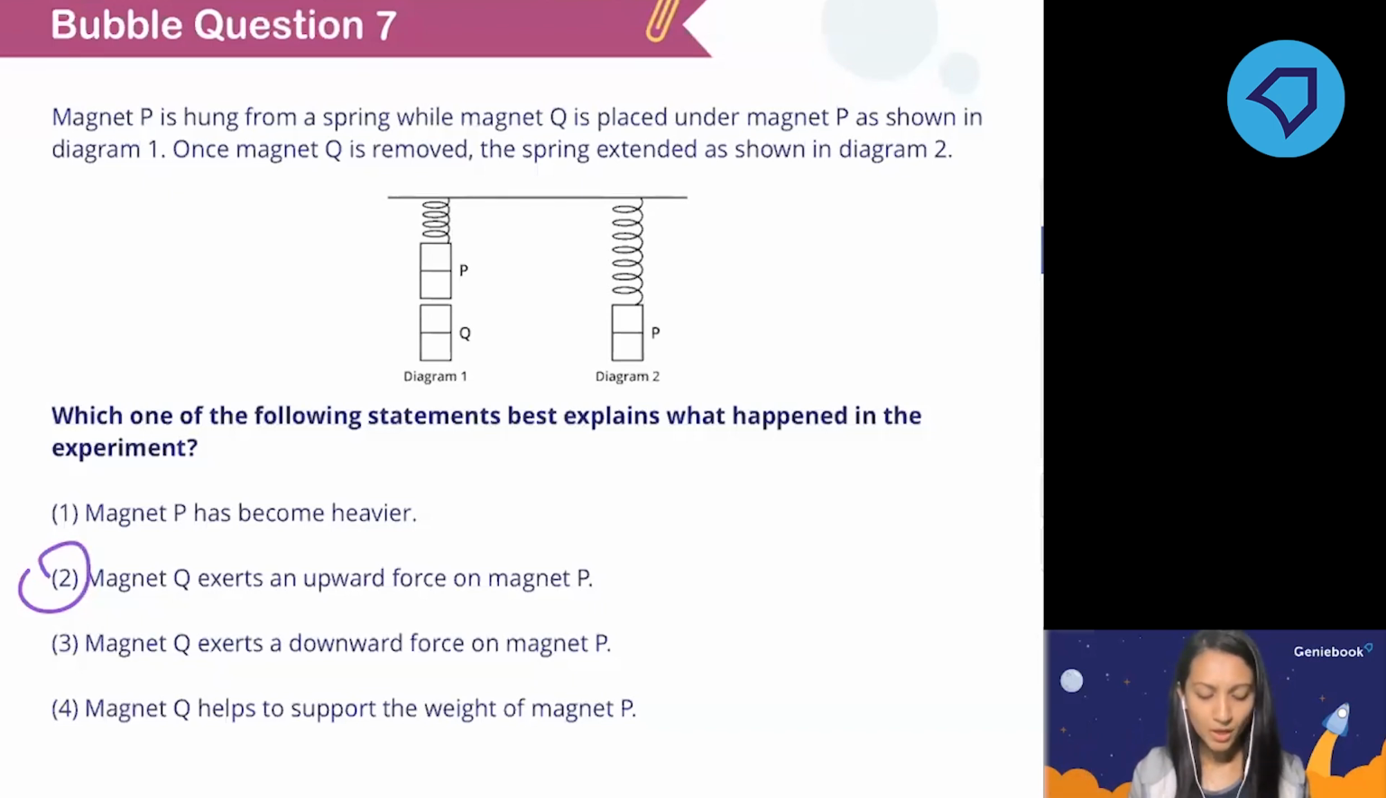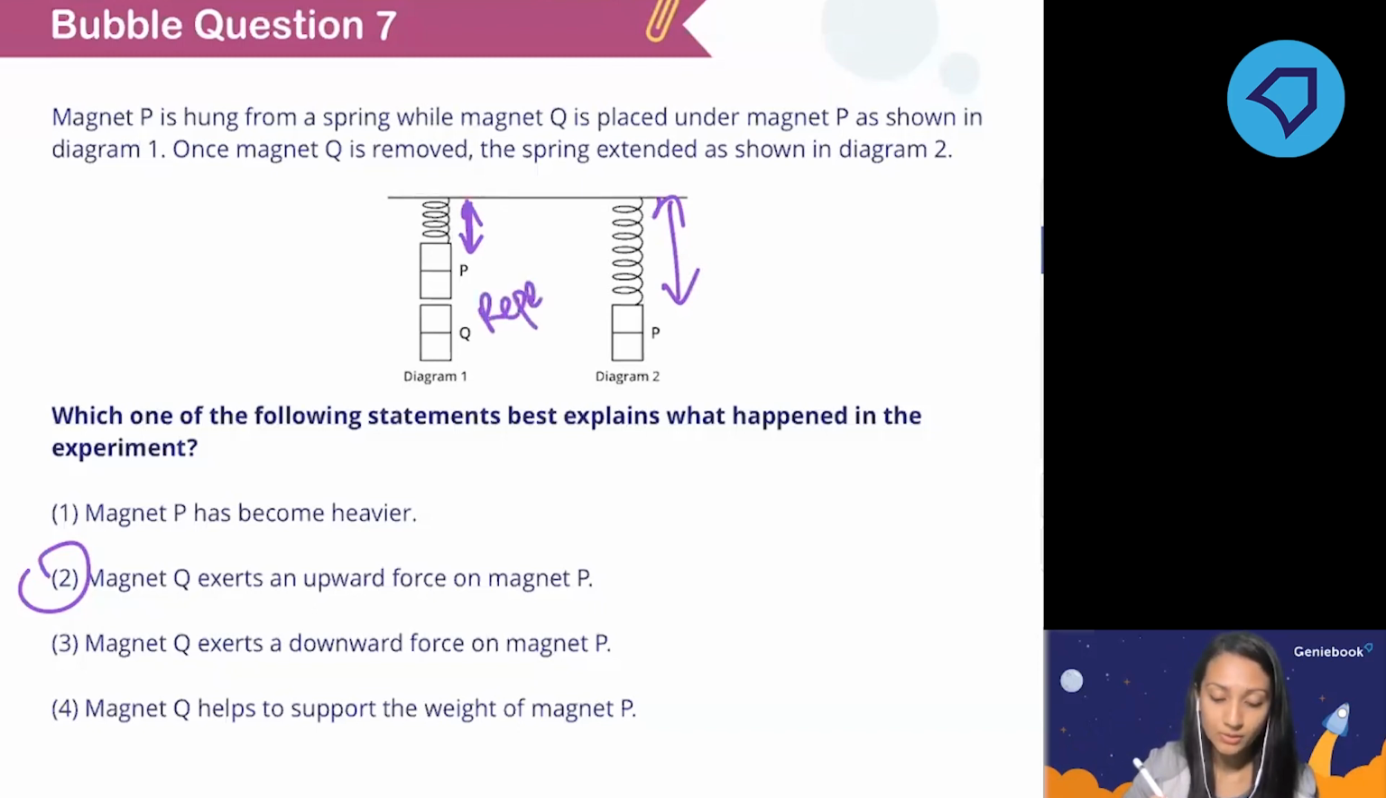Okay, so why is it 2 and not 3? All right, think about the compression and the stretching. The fact that the spring becomes compressed is because, what is this Q doing? Q is trying to, what is the keyword that you use? What is the effect of magnet Q on P? It is, Edna said, repelling.